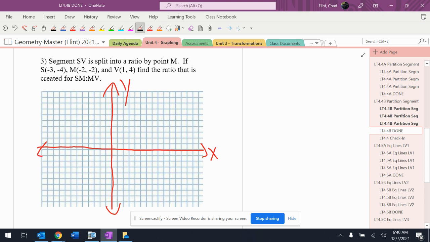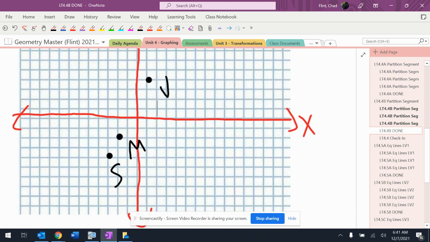So, I mean, again, I've said this a million times. When in doubt, I'm going to plot the points and see if I can figure something out. So there's my points. I'm going to label them S, M, V. All right, I'm going to look at them.